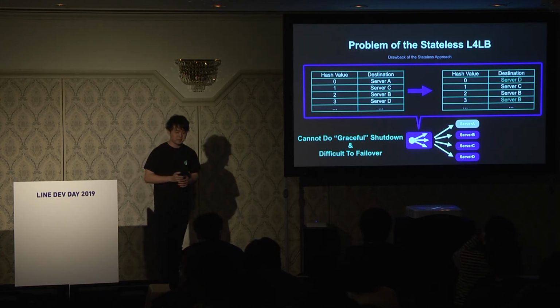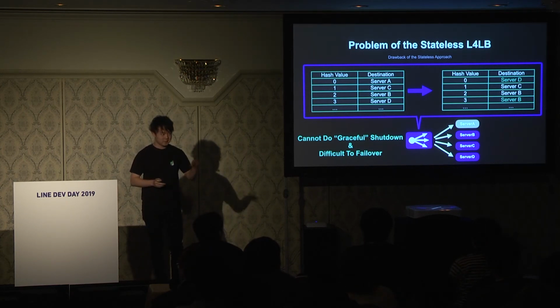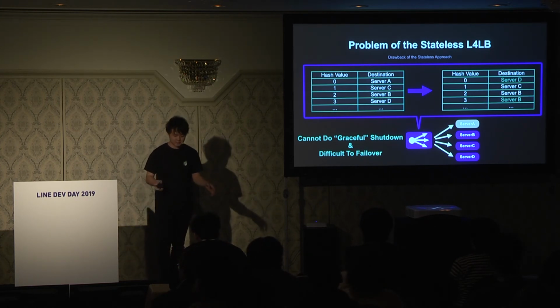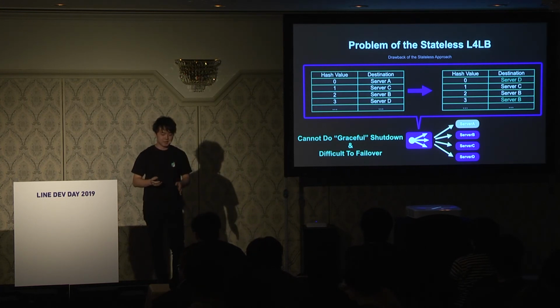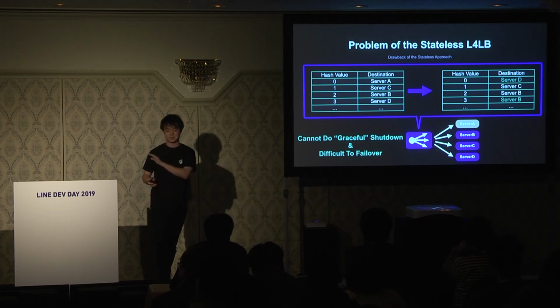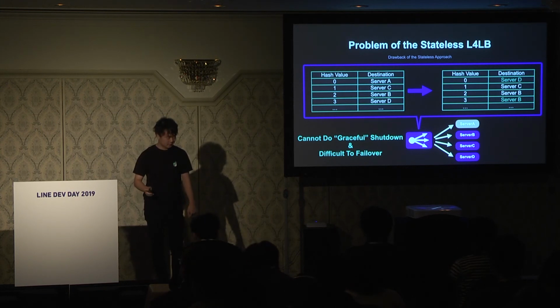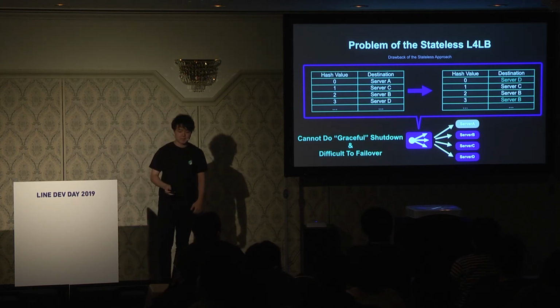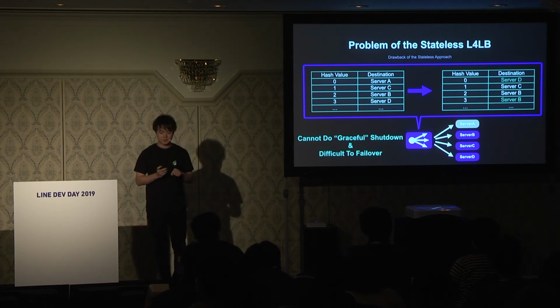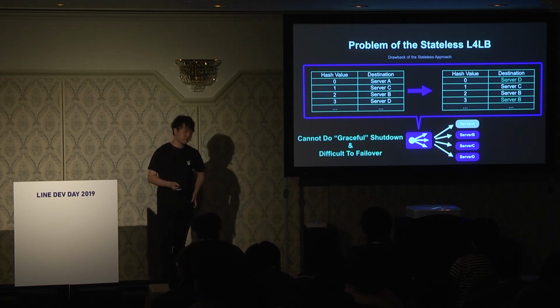So if the server admin would like to update the application and shut down server A, in this case the hash list has to be updated, removing server A for general operation. We have to stop new connections to server A, and for clients already connected to server A, we have to wait until the session is completed before shutting down. This is a graceful shutdown operation, but with a stateless load balancer we cannot do this because there is no TCP session information in the load balancer. So this is one of the problems why we cannot perform graceful shutdown.